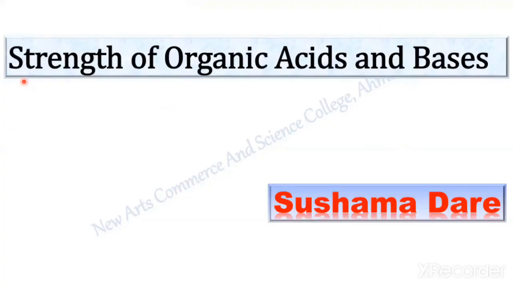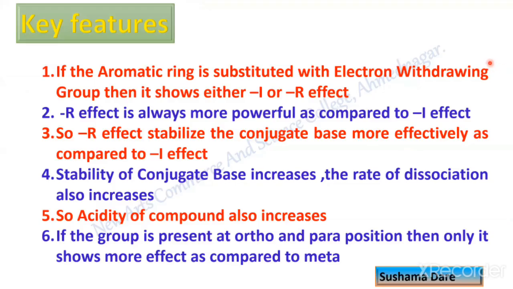Dear student, today I am going to discuss the next part of strength of organic acids and bases. So in this video, some key features we have to remember: if the aromatic ring is substituted with an electron withdrawing group, then it shows either minus I or minus R effect. That is, electron withdrawing inductive effect or electron withdrawing resonance effect.